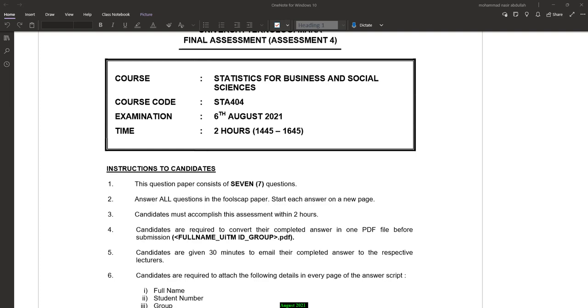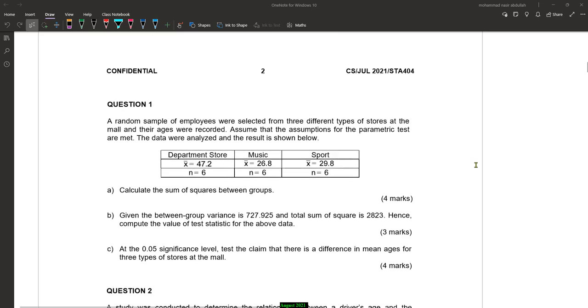Alright, kita tengok ini. Okay. Semua ada buka, ada download paper ni. August 2021. Right, download from library lah. Right. So, kita tengok question.